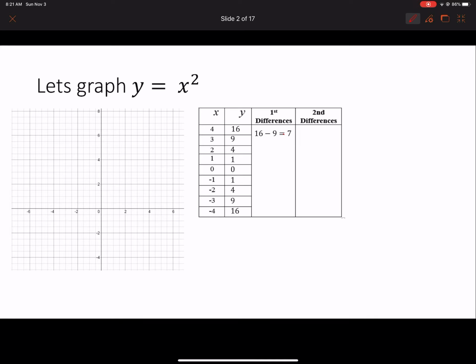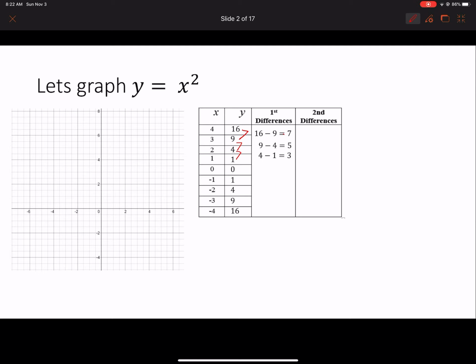Our first difference is basically 16 minus 9, the difference between the steps of my y values for each step in my x values. 16 minus 9 is 7. The next thing we're going to do is take 9 minus 4, which equals 5. We're just examining this at this stage. 4 minus 1 is 3.